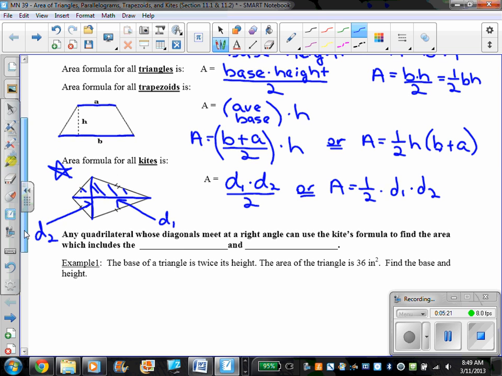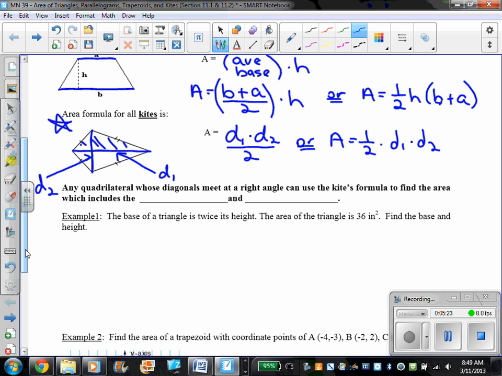Now, here's something to keep in mind, and this is definitely something people don't always recognize. The statement down here says, any quadrilateral whose diagonals meet at a right angle can use the kite's formula to find the area. So if you think about what we learned in the last chapter, the kite was one of 3 specific shapes where the diagonals meet at a 90-degree angle. The other one, of course, is that golden child, which is the square. So here's what's interesting. If you know the length of the 2 diagonals of the square and nothing else, you can use this formula to find the area.